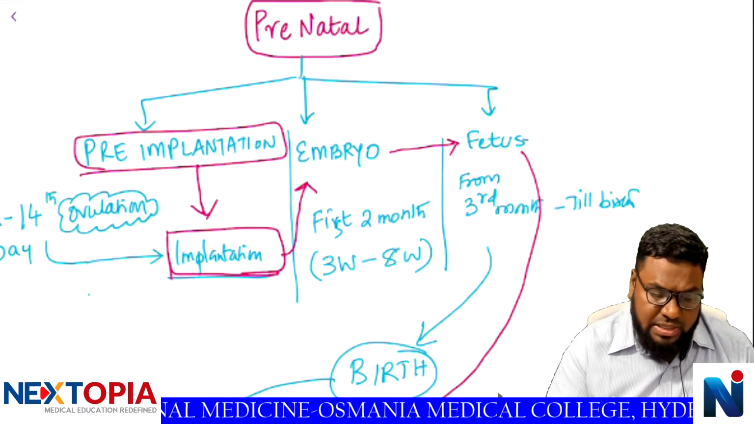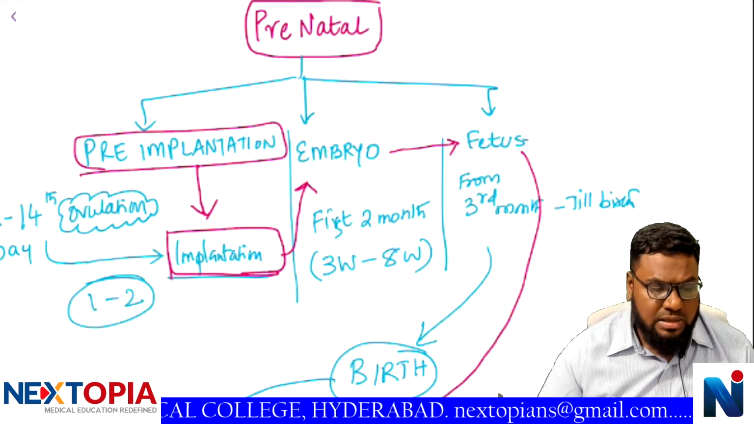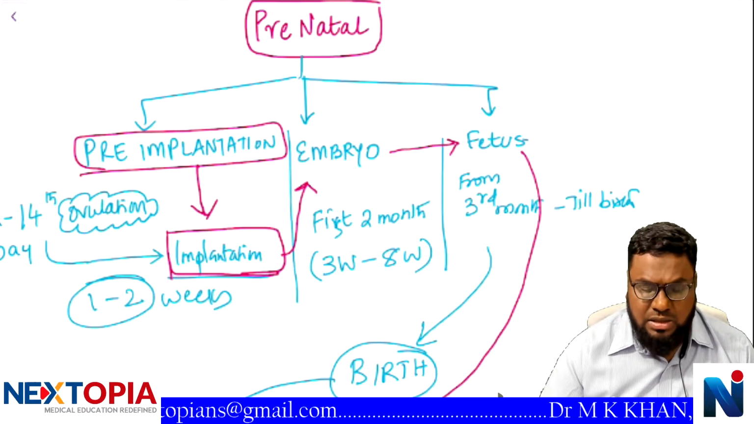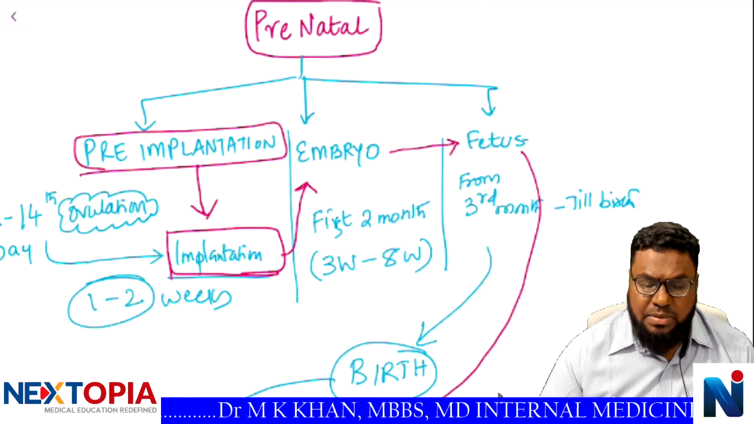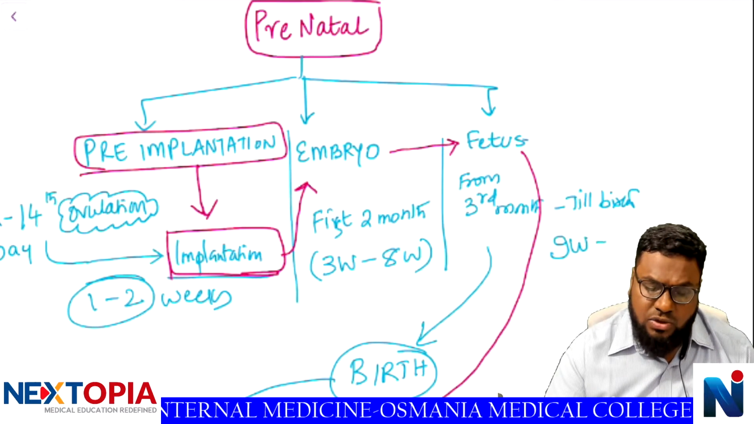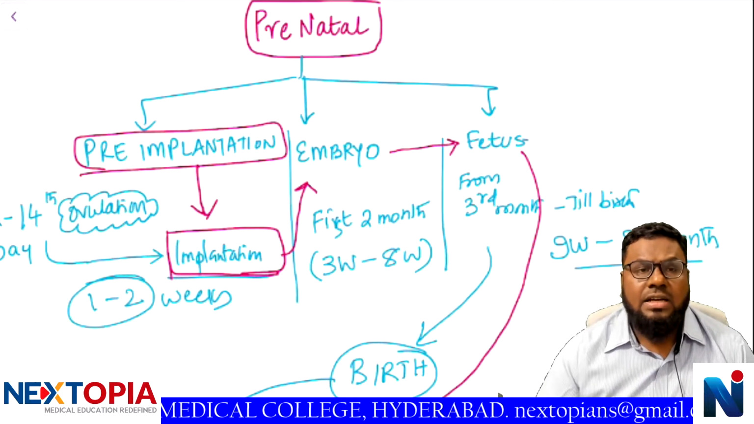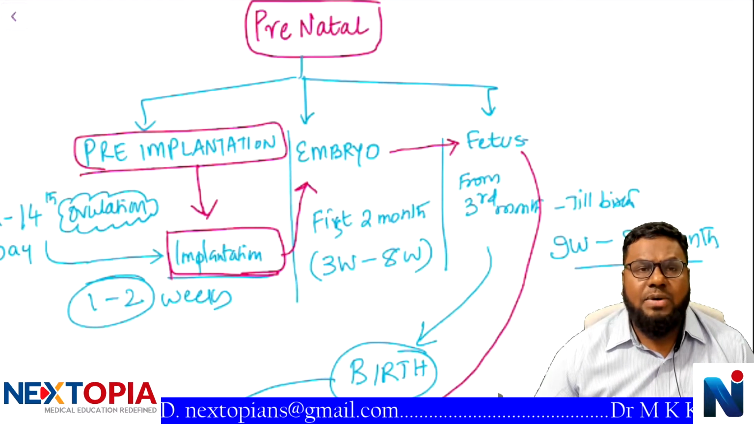So the first 2 weeks is the implantation or pre-implantation phase. Then from the third week to the 8th week is embryo formation, and from the 9th week to 9 months, it is the development of the fetus. We call it the fetal period. 9 weeks to 9 months is the development of the fetus.